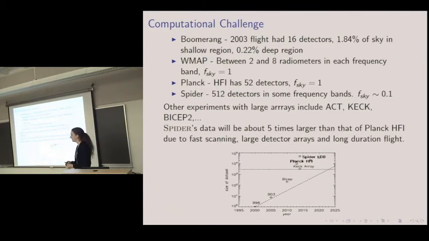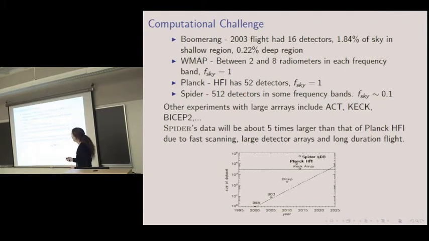I wanted to give some idea of the scale of the increase in the size of data sets for CMB experiments. So here are just some examples I pulled out to show that. Boomerang had 16 detectors mapping between 0.22 and 2% of the sky. WMAP had between 2 and 8 radiometers in several frequency bands measuring the whole sky. And BLAST has 52 detectors.